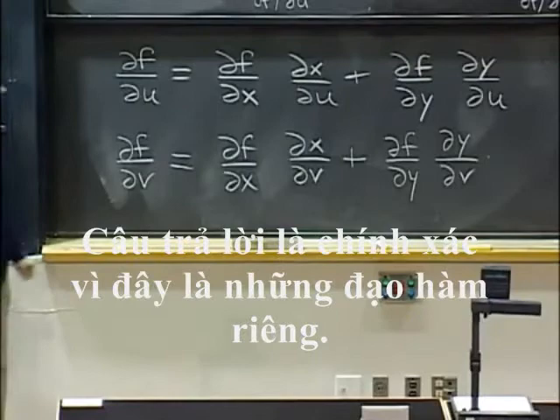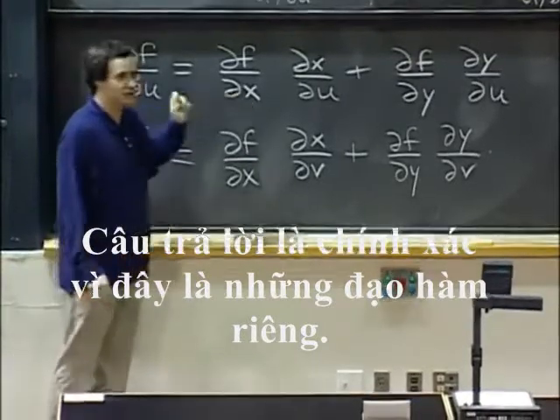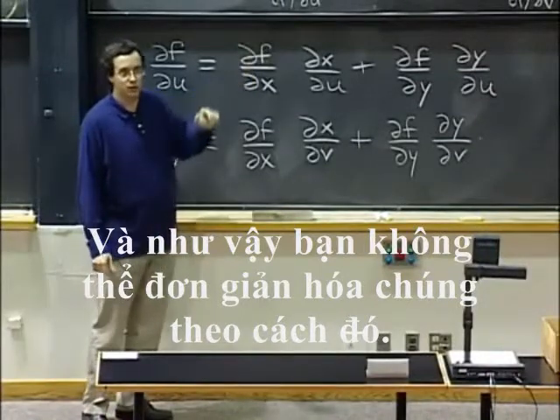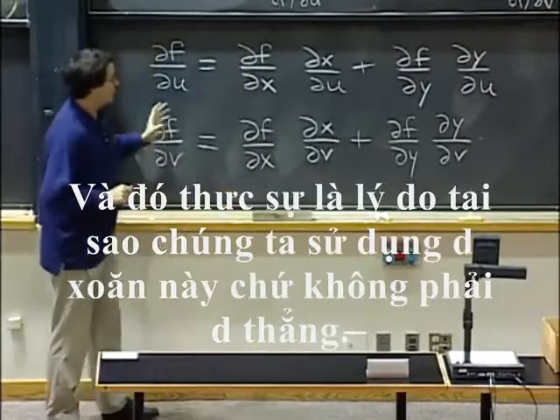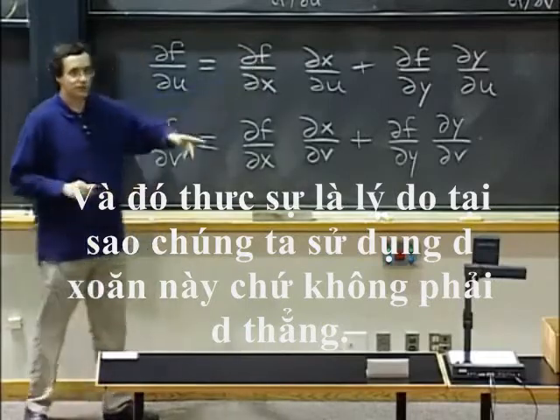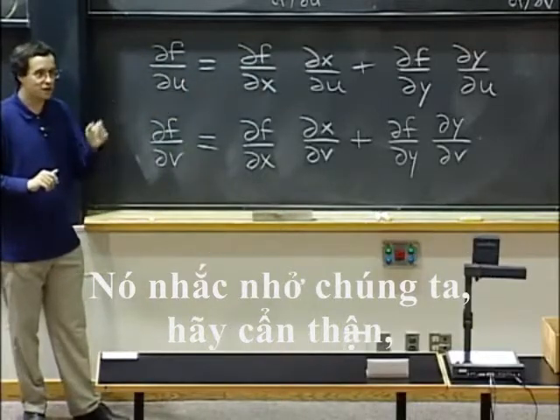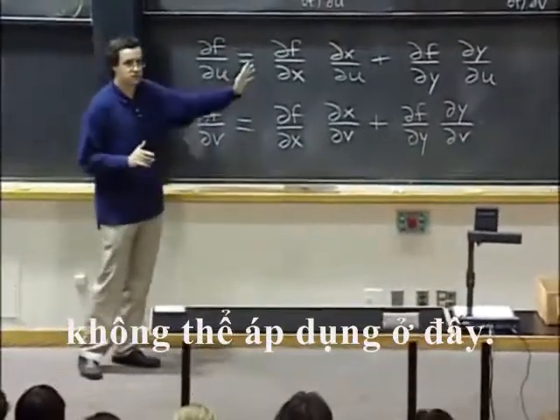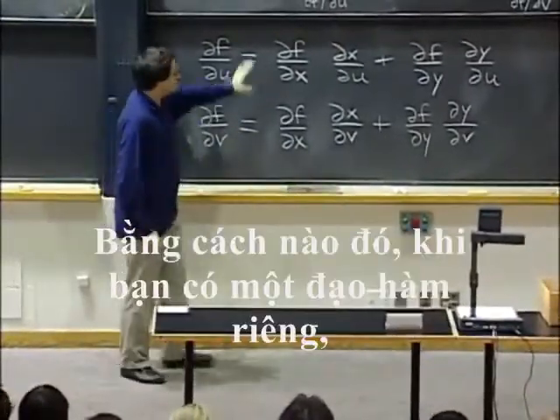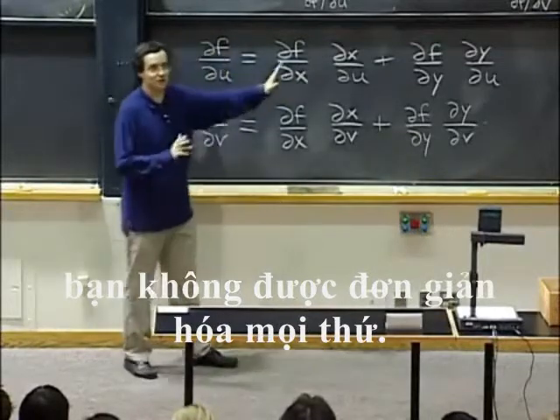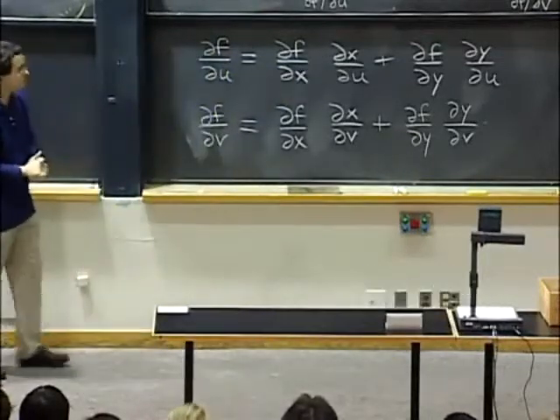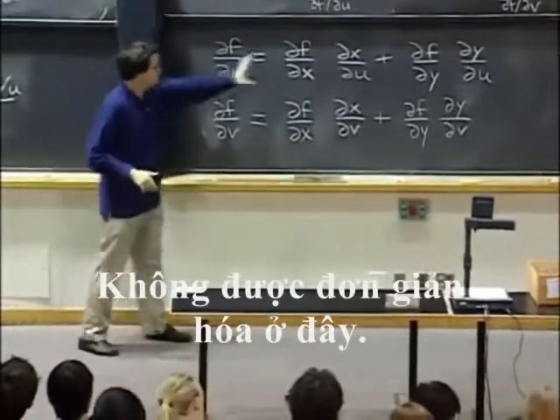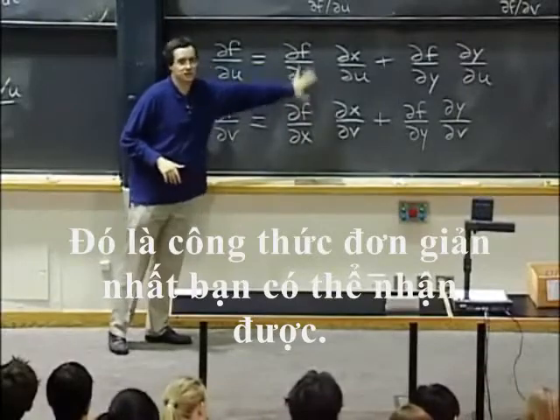Well, the answer is precisely because these are partial derivatives. These are not total derivatives. And so you cannot simplify them in that way. And that's actually the reason why we use this curly d rather than a straight d. It's to remind us, beware, there are simplifications that we can do with straight d's that are not legal here. So somehow when you have a partial derivative, you must resist the urge of simplifying things. Okay, so no simplifications in here. That's the simplest formula you can get.